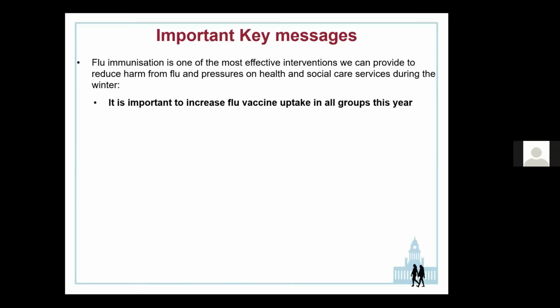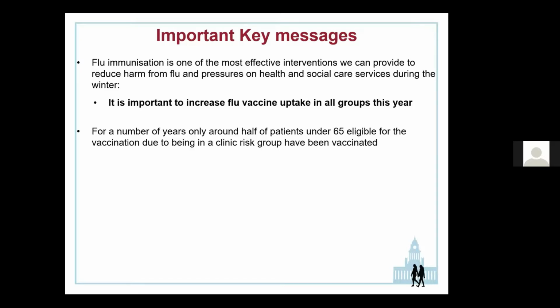As mentioned previously, there is a potential risk of getting COVID and flu at the same time. For a number of years, only around half of patients under the age of 65 eligible for the vaccination due to being in clinical risk groups have been vaccinated. And due to the uncertainty around the co-circulation of flu and COVID-19, it is important to increase this uptake.